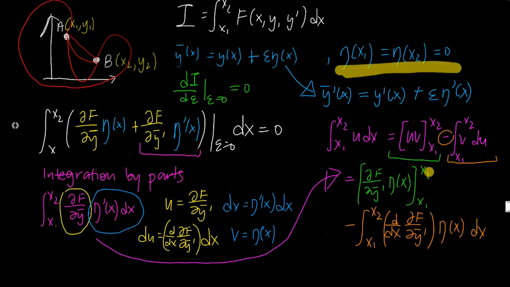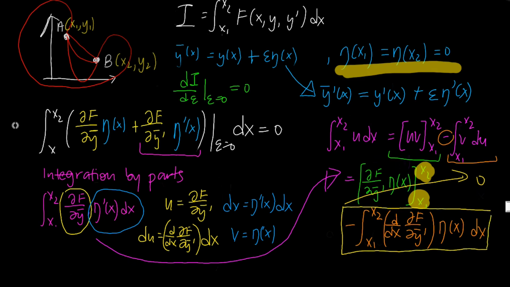But then, remember our boundary conditions. At x1 and x2, eta is 0, so this term is 0 at the end. And we're left with this integral right here. Nice simplification, isn't it? We've turned it from eta prime into eta.